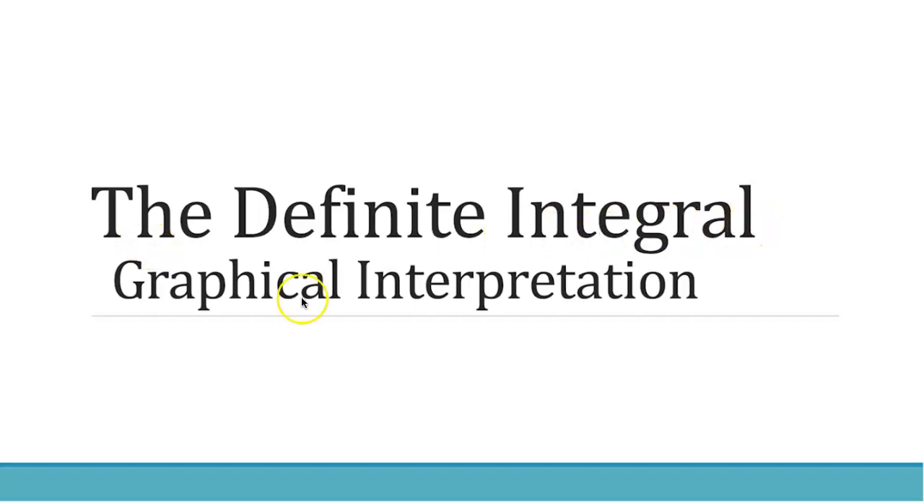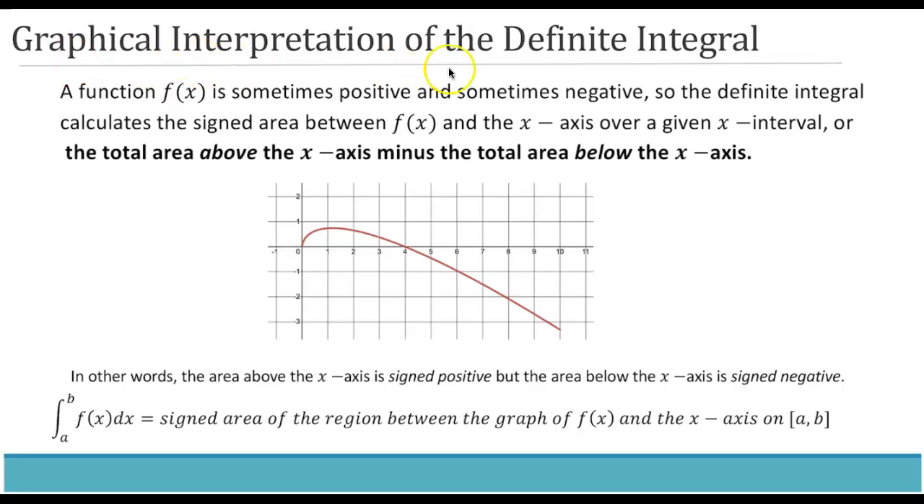The definite integral, graphical interpretation. Graphical interpretation of the definite integral. A function f of x is sometimes positive and sometimes negative. So the definite integral calculates the signed area between f of x and the x-axis over a given x interval, or the total area above the x-axis minus the total area below the x-axis.